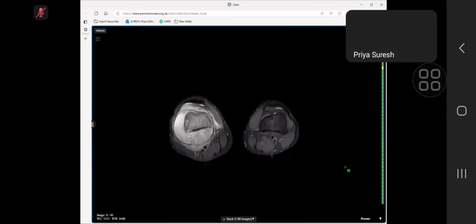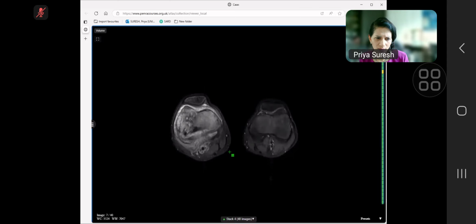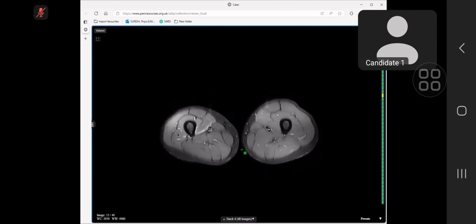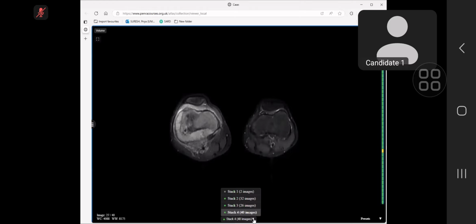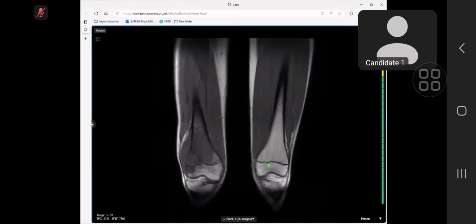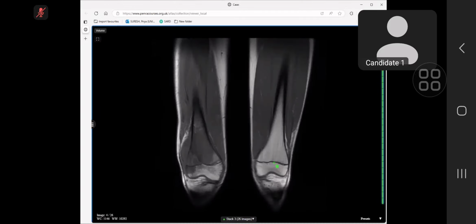I think the post-contrast images show some enhancement, so it's likely a case of osteosarcoma. I would advise a CT chest for the local staging of the tumor. I would like to see the whole limb to look for any skip lesions, and in the visualized bones, no skip lesion is seen. I would advise the CT chest to rule out pulmonary metastasis.